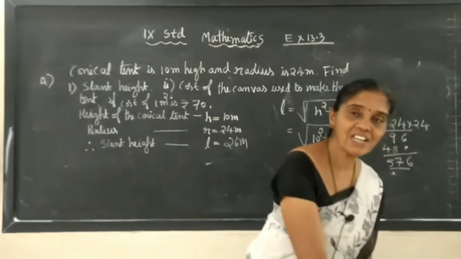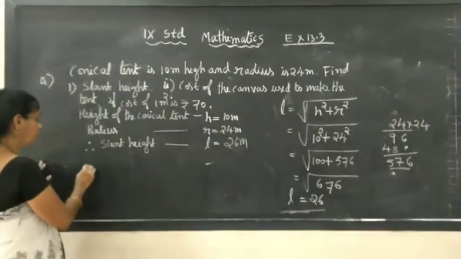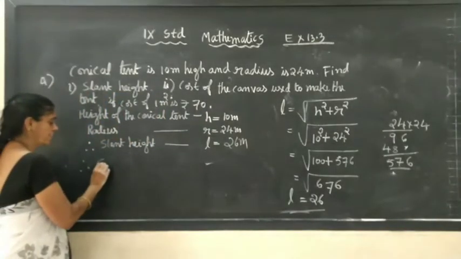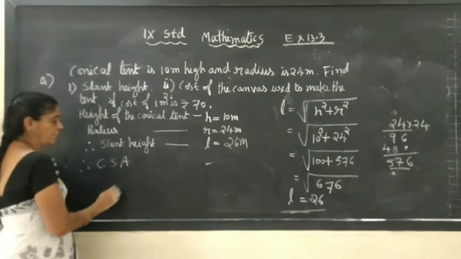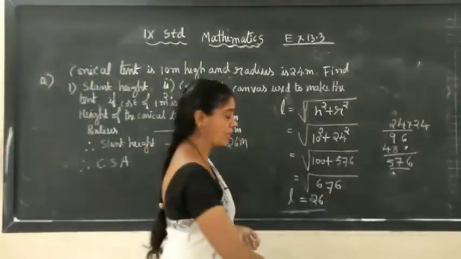Once you got slant height, we will find out the curved surface area, because we have to build the curved surface area. Curved surface area is equal to how much? Now another formula we have to use.